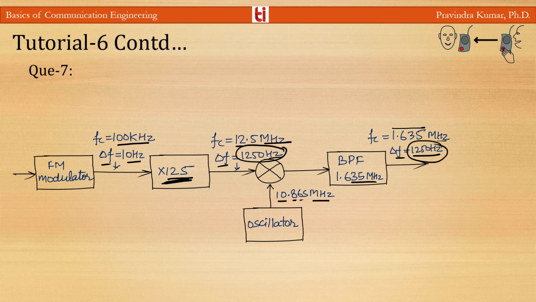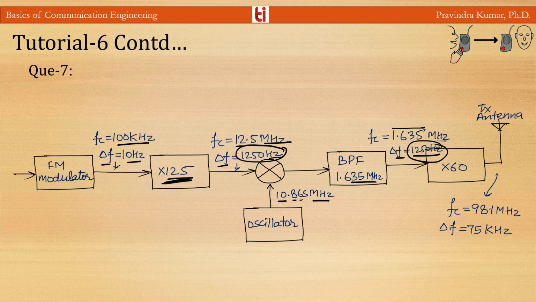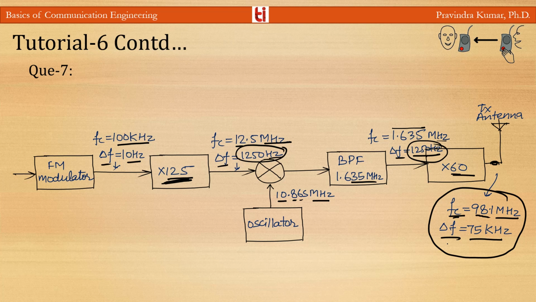And after this, if I use a multiplier of 60, then the carrier frequency FC at the output of this multiplier is 98.1 megahertz and the deviation will be multiplied by 60, so it will be 75 kilohertz. So this is our requirement: to generate the carrier frequency 98.1 megahertz and deviation 75 kilohertz.